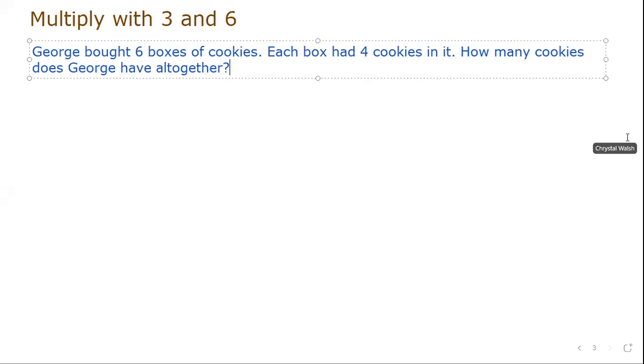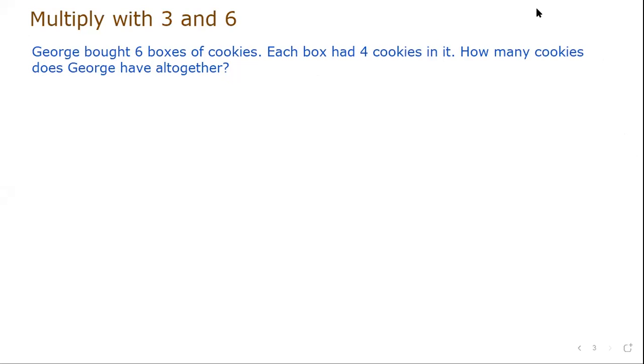The story equation says, George bought 6 boxes of cookies. Each box had 4 cookies in it. How many cookies does George have all together? Again, it says George bought 6 boxes of cookies. Each box had 4 cookies in it. How many cookies does George have all together?